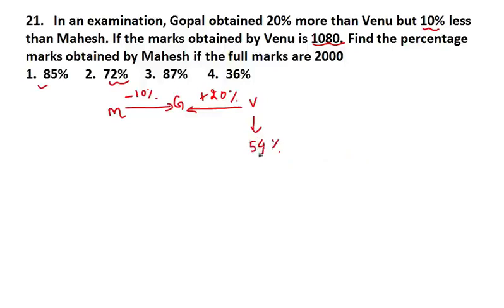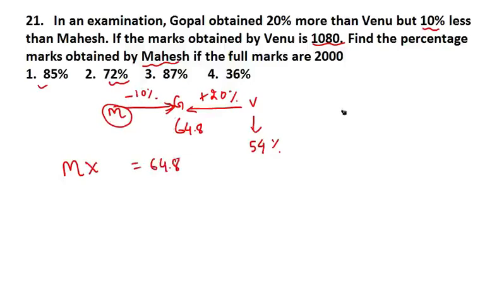Now 54, if you increase by 20%, then how much will it be? It will be 64.8. Okay, now look guys, this arrow is towards Gopal's side. It means that if you decrease 10% from Mahesh, then you get Gopal. Getting my point? Now this is Mahesh. You want Mahesh's mark, right? In the question it is asking what percent Mahesh got. So from Mahesh, if you decrease this 10%, then you get Gopal, 64.8.